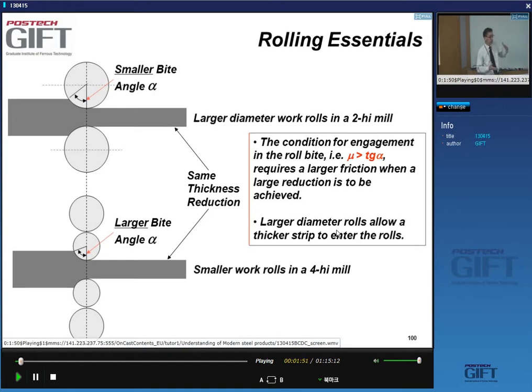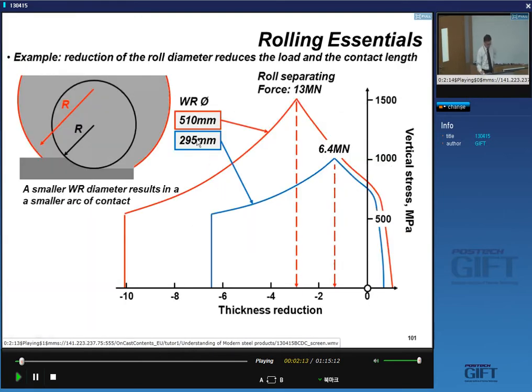If you are thinking of rolling thick strip, you therefore tend to move toward rolls with larger diameter. So that's what you also see in the mill stands as you go from hot rolling to cold rolling, the diameters of the rolls being reduced.